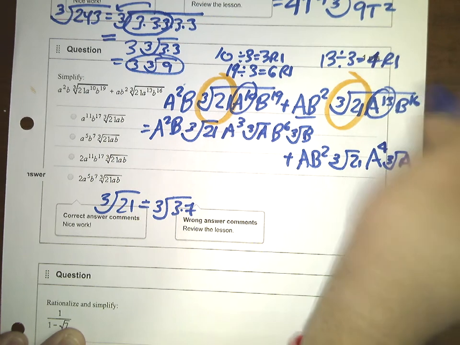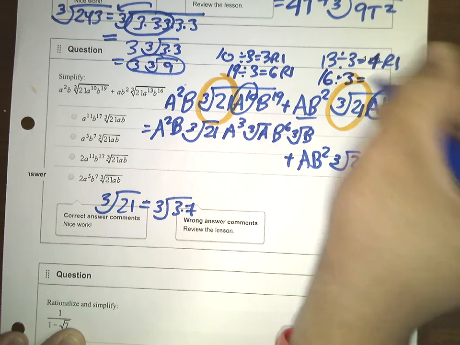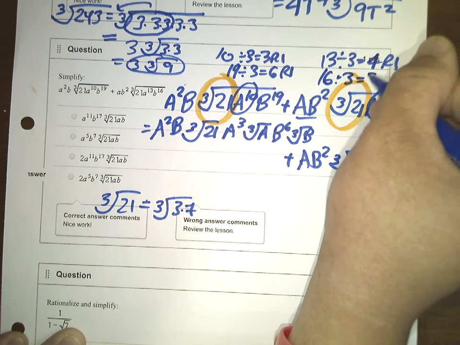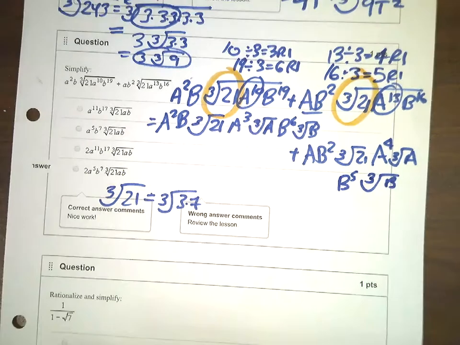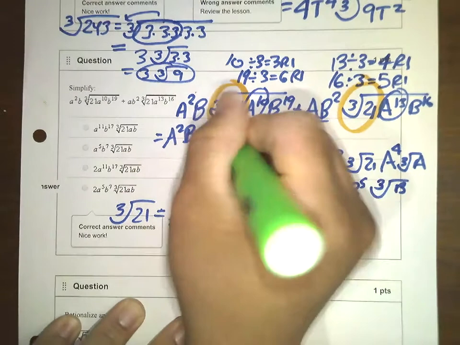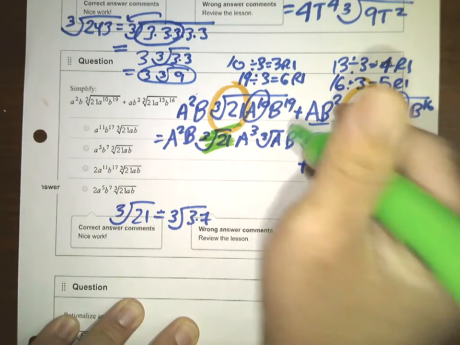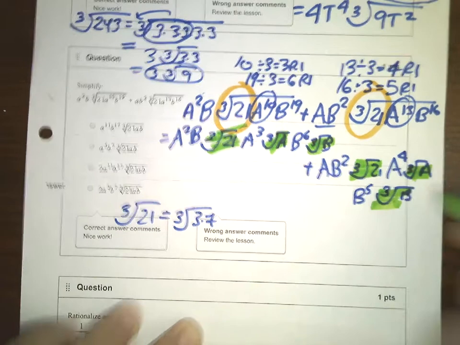Then for the b to the 16th, I have 16 divided by 3, which is 5 with a remainder of 1. So I have b to the fifth, and then cube root of b. All right, so this might seem like a mouthful, but let's put it together. Both terms now have cube root of 21ab, so cube root of 21ab.